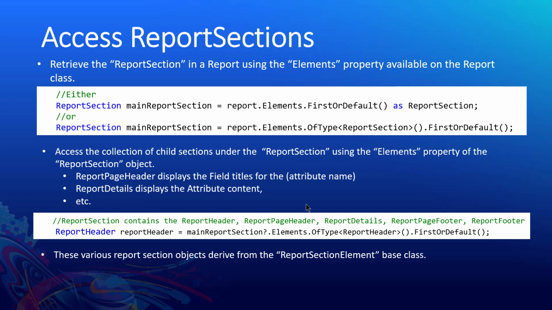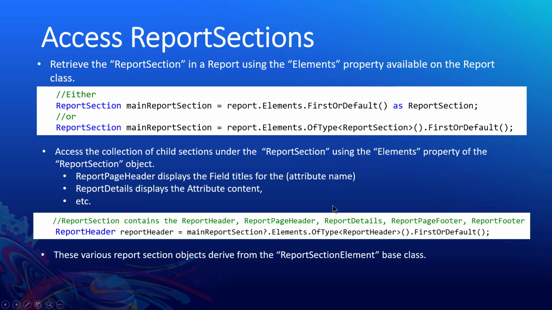We will now see how you can access these report sections using the Pro SDK. The first task is to access the report section from the report object. In the code snippet, I'm using the report class's elements property to access the report section. I then cast it to the report section type.